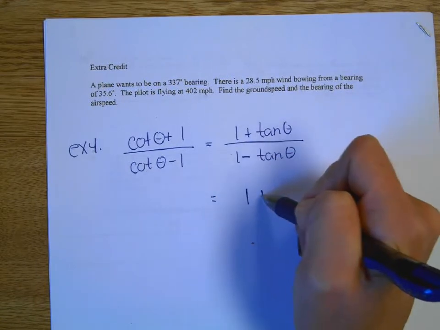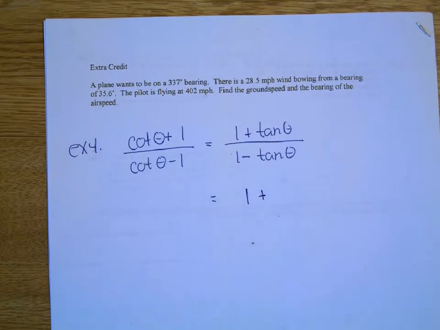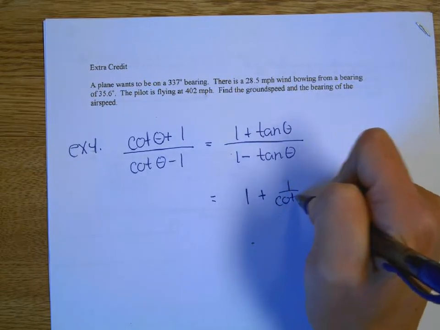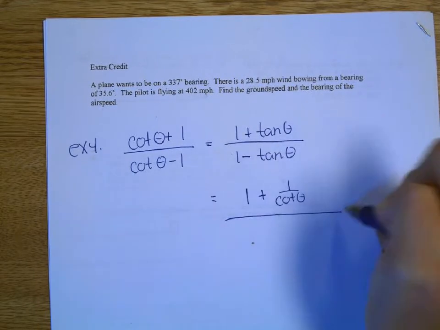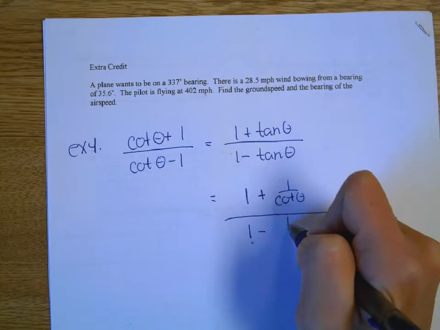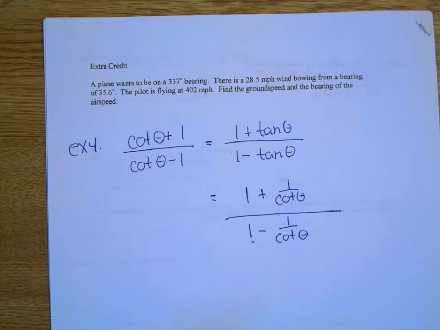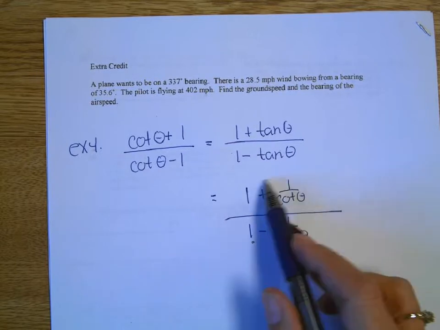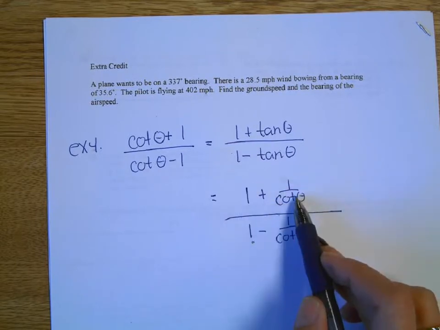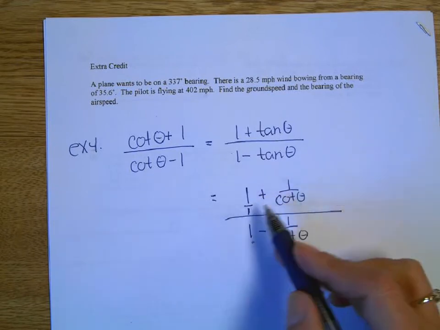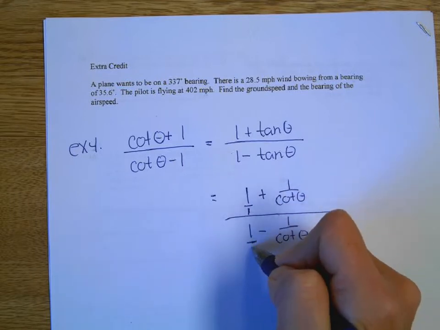Let's leave the 1. What can I do with tangent so that I see cotangents? Put it over 1. So what's it going to be? 1 over cotangent. Okay, now I at least have cotangents. But what I've got happening now is a fraction in my numerator, so I want to make this 1 over 1. So I've got a fraction plus a fraction.